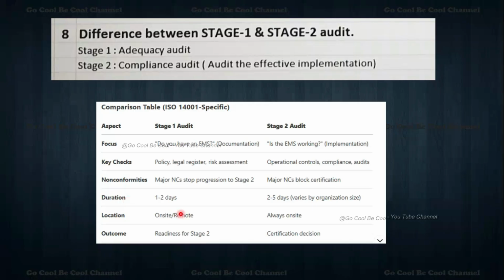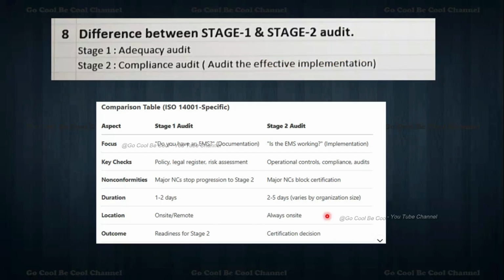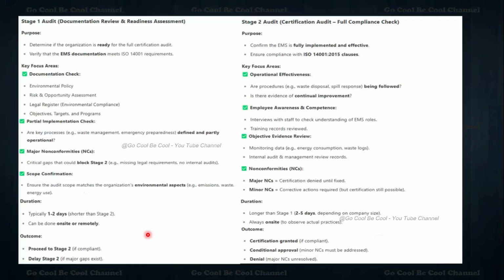Duration: stage 1 can be done in 1 to 2 days; stage 2 is 2 to 5 days, varying by organization size. Location: on-site, remote is also possible. Always on-site is good because we have to capture. Only during the Corona time did people start doing stage 2 audits remotely and capturing all those things. Outcome: readiness for stage 2, certification decisions and everything. We can have this information also.